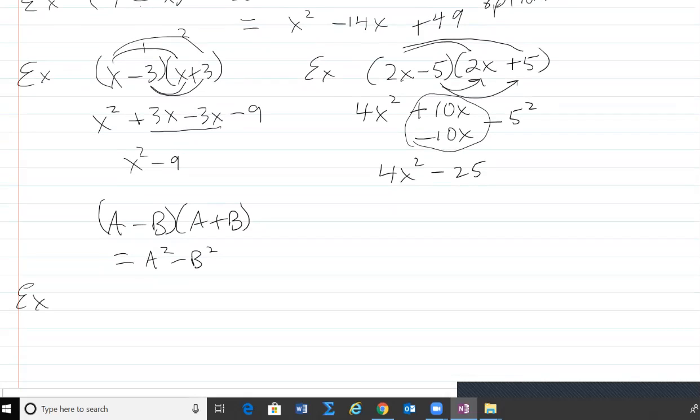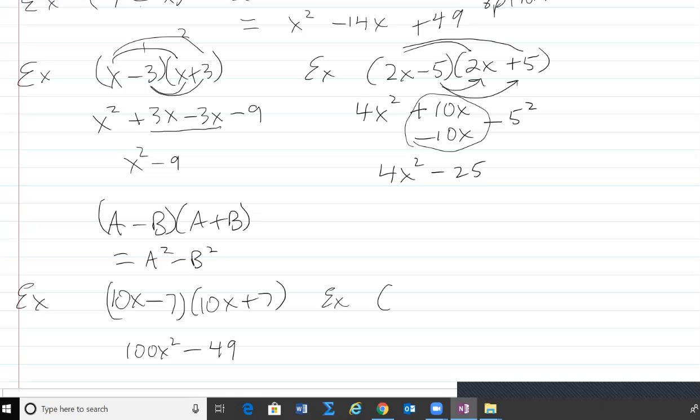So for example, let's say I have 10x squared, well, okay, I won't make it an x squared. I'll just keep it an x for now. But 10x minus 7 and 10x plus 7. 10x times 10x, well, that's going to give me my 100x squared. And then I can forget the middle. All I'm going to have is minus 49. 7 times 7 is 49.